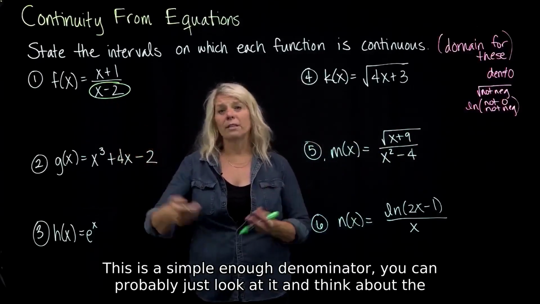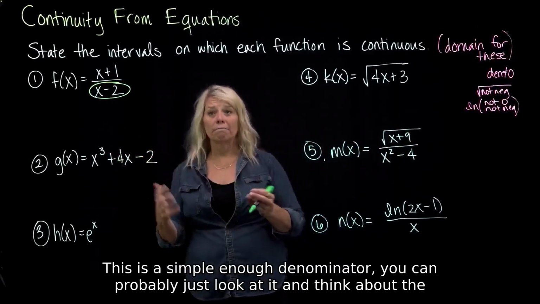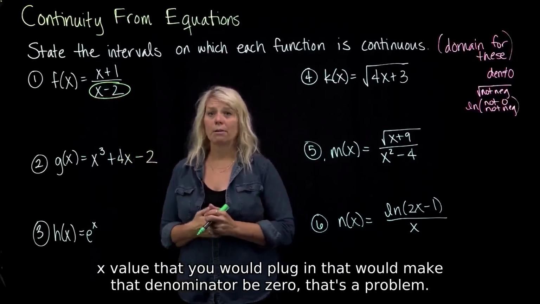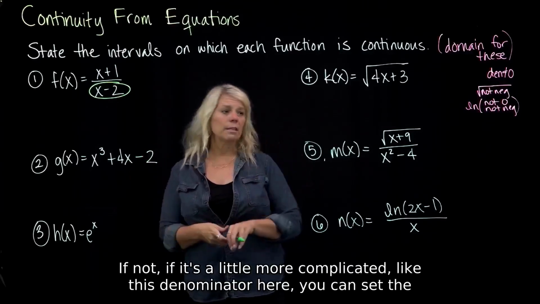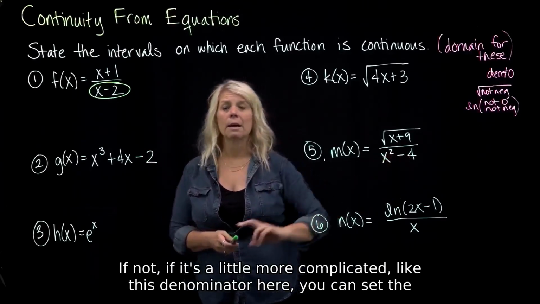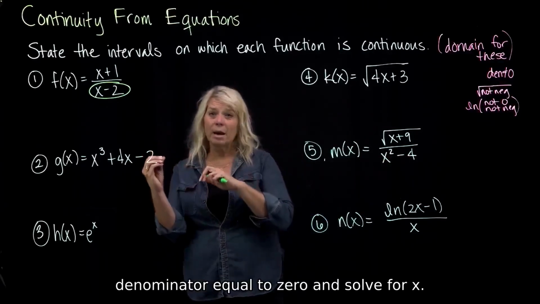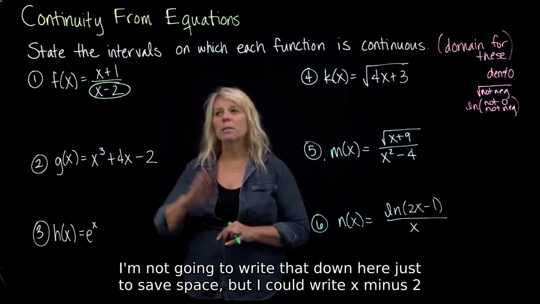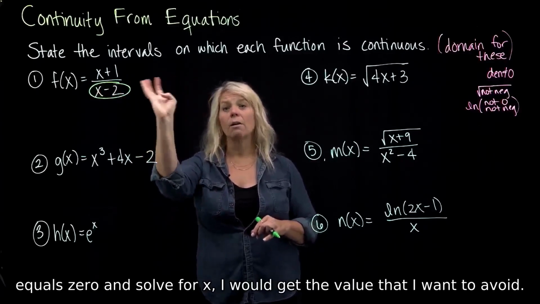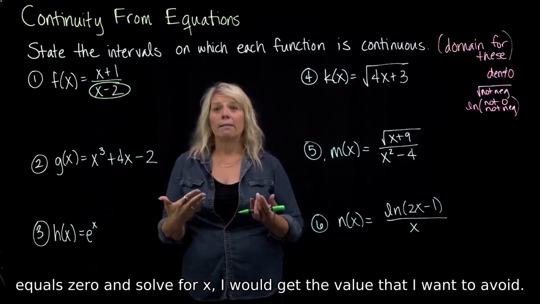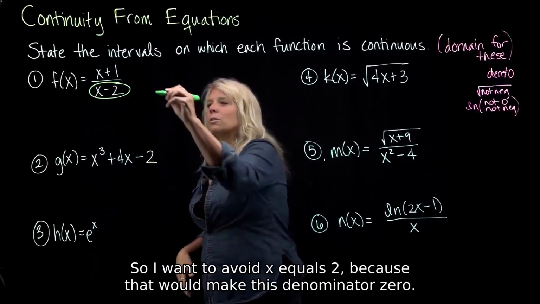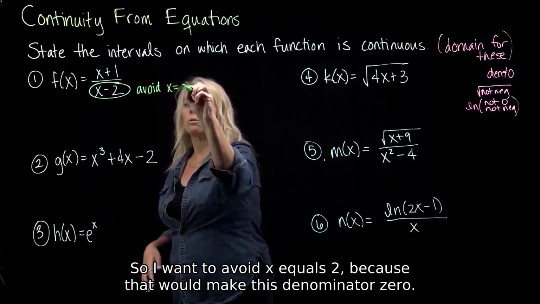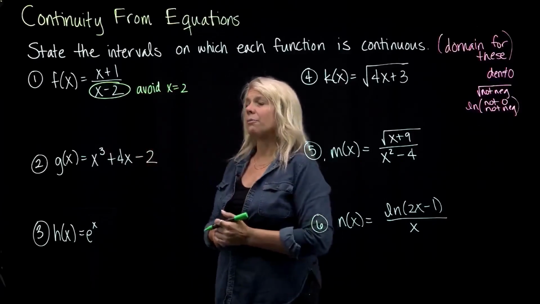This is a simple enough denominator. You can probably just look at it and think about the x value that you would plug in that would make that denominator be 0. That's a problem. If it's a little more complicated, like this denominator here, you can set the denominator equal to 0 and solve for x. I'm not going to write that down here just to save space, but I could write x minus 2 equals 0 and solve for x. I would get the value that I want to avoid. So I want to avoid x equals 2, because that would make this denominator 0.